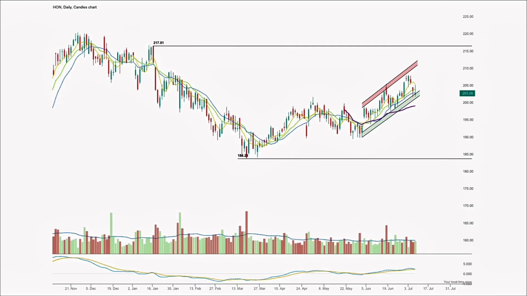Honeywell is forming a wedge. Currently, it's hard to tell which way the stock may move, but overall, it is a perfect example of a wedge, so I think it's definitely worth paying attention to for a potential move towards $217.01 if it ends up moving bullishly, or a move towards $184.23 if it ends up moving bearishly.